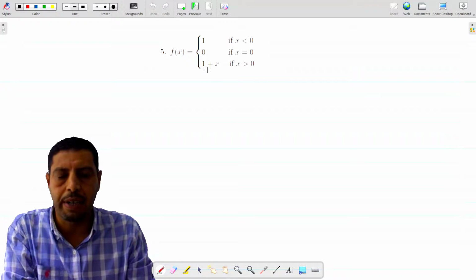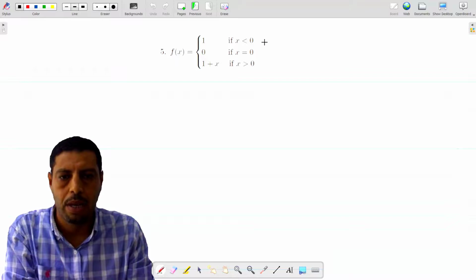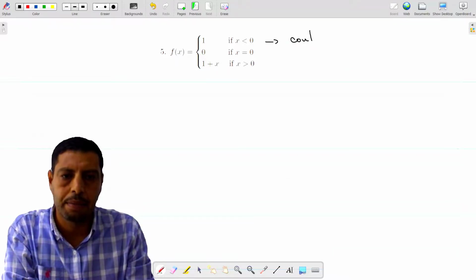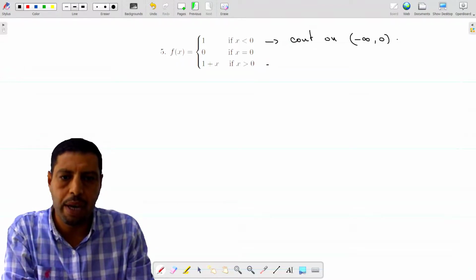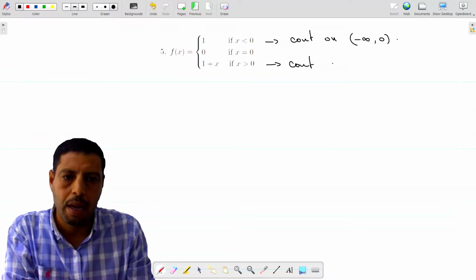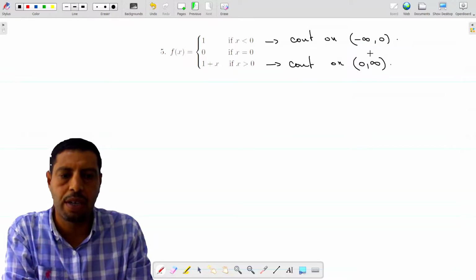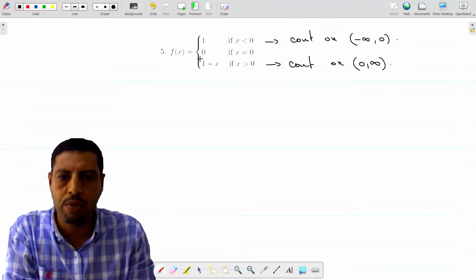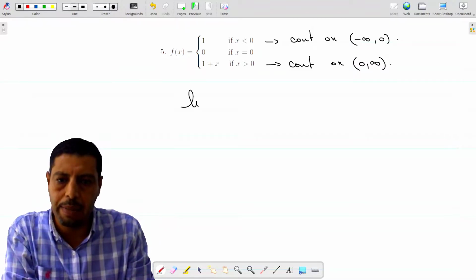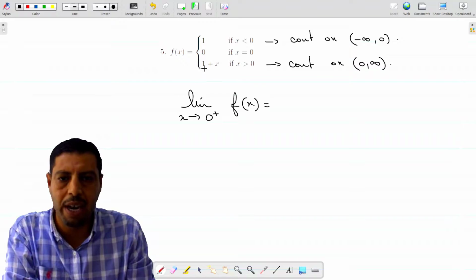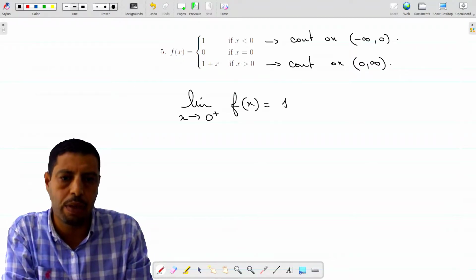Here for this function we have three different expressions. For x less than 0, for x greater than 0, and for x equals 0. So the first one is continuous on the interval negative infinity to 0. The third one is continuous on 0 to infinity, and here we have only one point which has to be checked, which is x equals 0. So let's compute the limit as x approaches 0 from the right of f of x, and here we have to consider the third expression, which is 1 plus x. 1 plus 0 gives 1, so the limit here is 1.